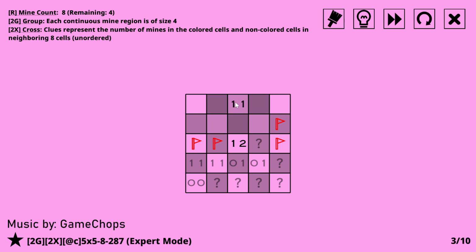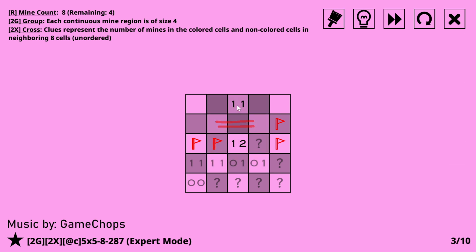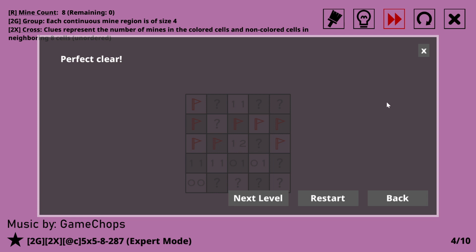1, 1. Well, because of this 2, we know there's 2 mines here. That would completely fulfill the 1, 1 however you put it. So those are not mines. This group of mines must escape this way, at the very least, to make a region of 4. And this 1, 1 now cannot have 2 light mines, so that happens. This one is forced into a region of 4. This 1, 2 requires a mine here, giving you a last region of 4, solving the puzzle.